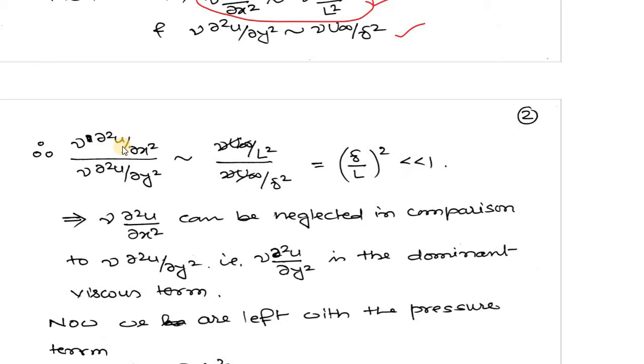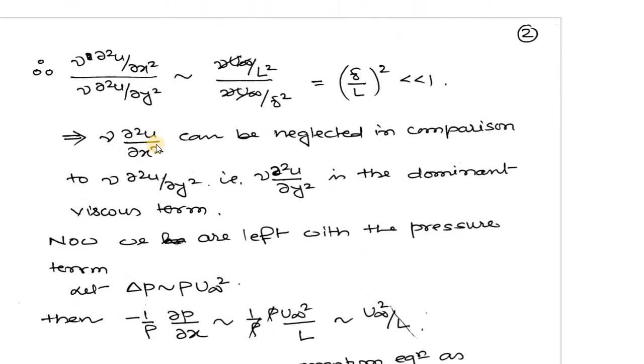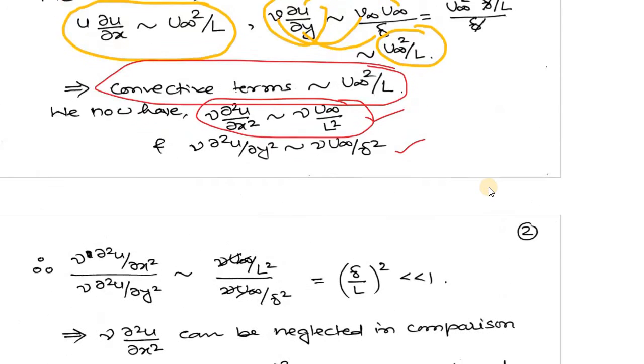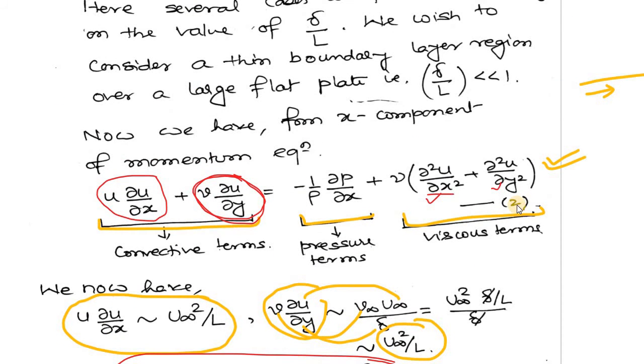So if delta by L is very small, it means the order of magnitude of the nu del square u del x square term is very small in comparison to the order of magnitude of the nu del square u del y square term, and therefore nu del square u del x square can be neglected in comparison to nu del square u del y square. That is, nu del square u del y square is the dominant viscous term in equation number 2. So whenever this term is present in the equation along with the other, the x-derivative term can be neglected.